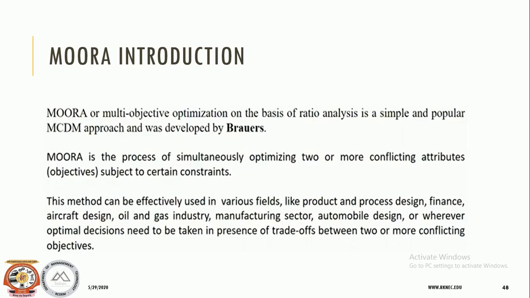It is a process which simultaneously optimizes two or more conflicting attributes subject to certain constraints. That means we have some constraints, and with respect to those constraints we optimize the attributes present with us. When we say attributes, we are talking about the decision criteria. This method is effectively used in various fields like product and process design, finance, aircraft design, the oil and gas industry, and the manufacturing sector. There are n number of sectors wherein we can find the MOORA method.